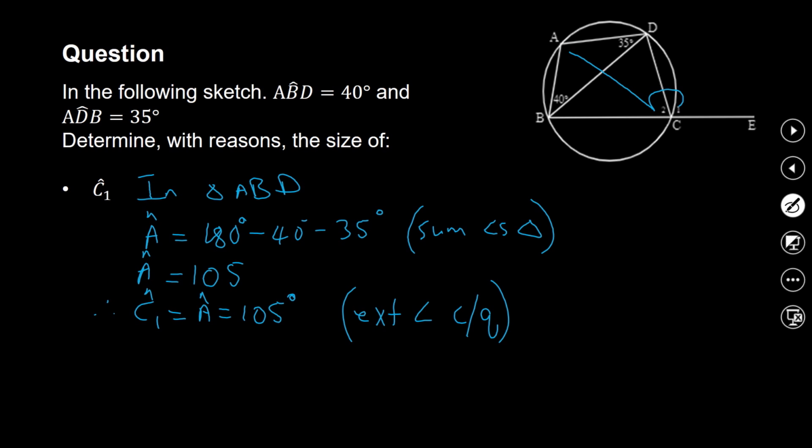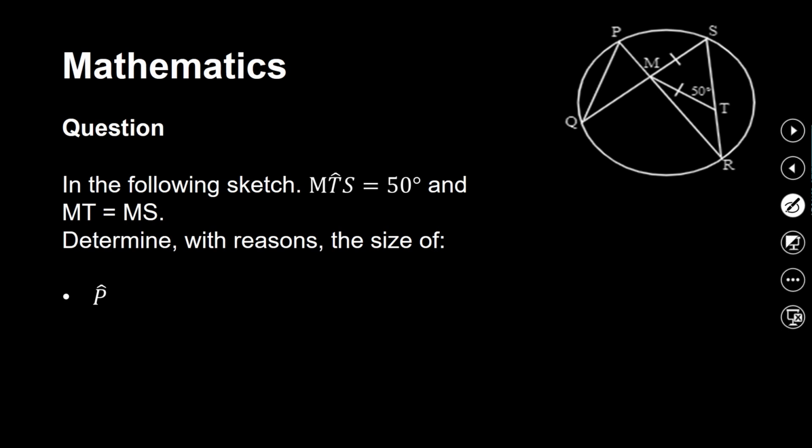Some people might want to first find C2 and then use angles on a straight line. Really, it's one and the same thing. C2, you will say opposite or supplementary, find C1, and then you can solve that. But that's a longer route because already there's an exterior angle that I know about there.